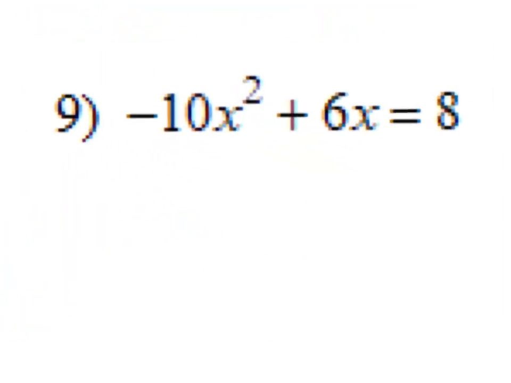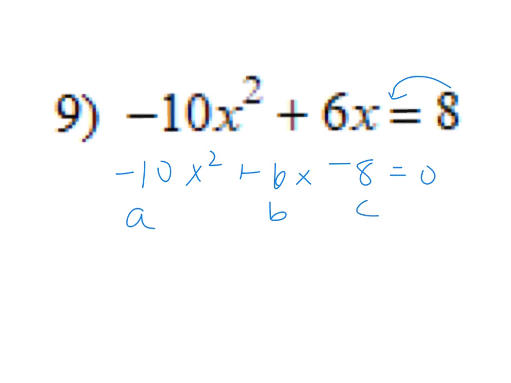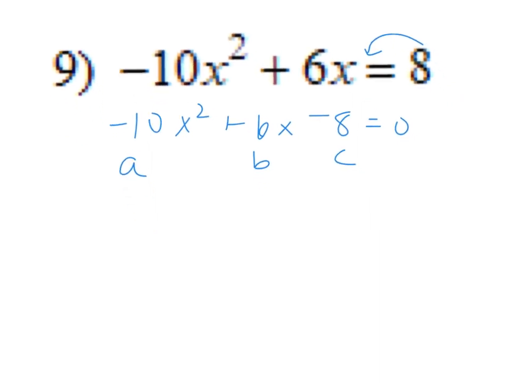Doesn't really matter, again, what you're moving. I'm just going to move the 8. So I'm going to get a negative 10x squared, a plus 6x, and a, oh, how about a minus 8? A minus 8 equals 0. So again, here's A, B, and C. So B squared, so 6 squared minus 4 times A, which is negative 10, times C, which is negative 8.